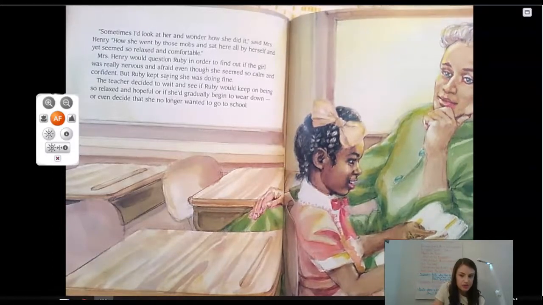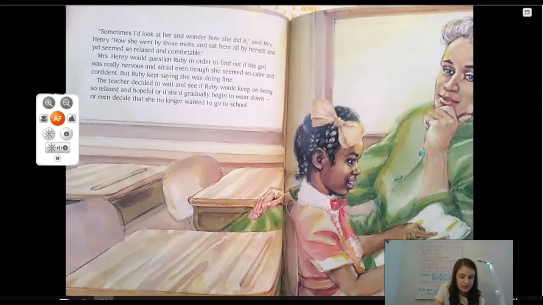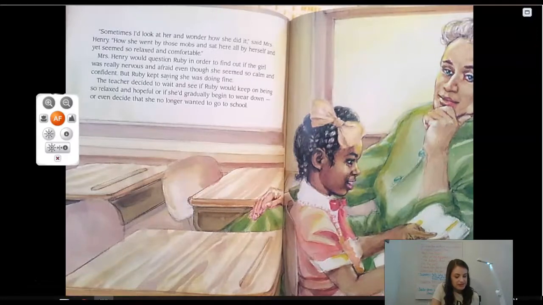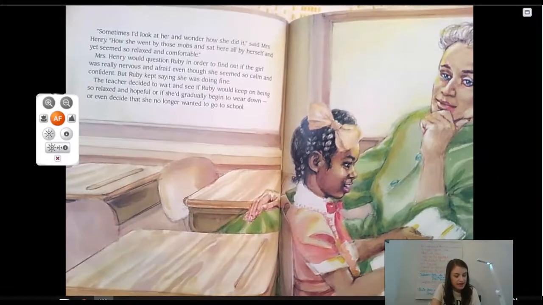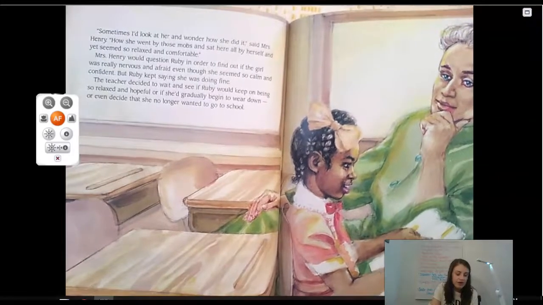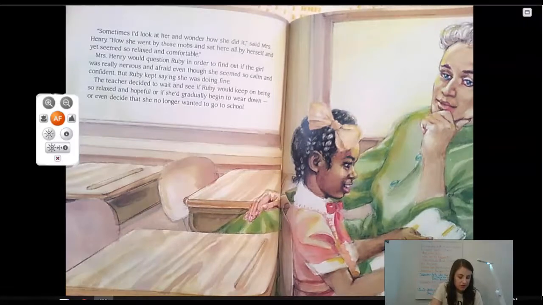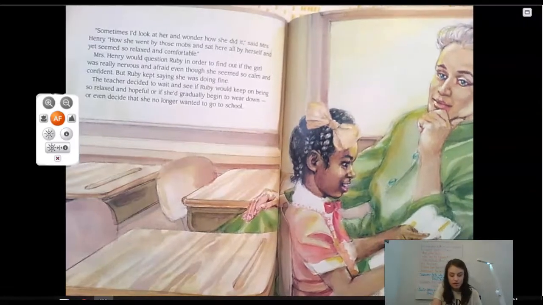Mrs. Henry would question Ruby in order to find out if the girl was really nervous and afraid, even though she seemed so calm and confident. But Ruby kept saying she was doing fine. The teacher decided to wait and see if Ruby would keep on being so relaxed and hopeful, or if she'd gradually begin to wear down, or even decide that she no longer wanted to go to school.